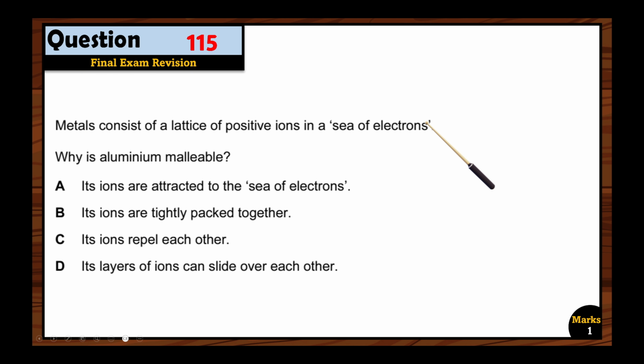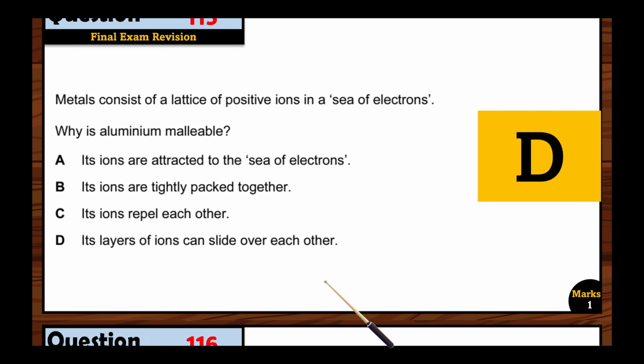Metal consists of a lattice of positive ions in a sea of electrons. Why is aluminum malleable? You see again. So where we can see its layers of ions can slide over each other. Again, option D is right.